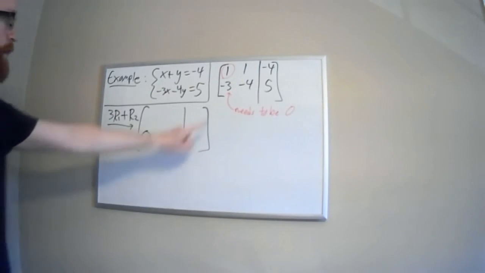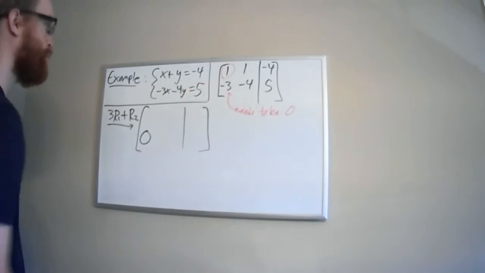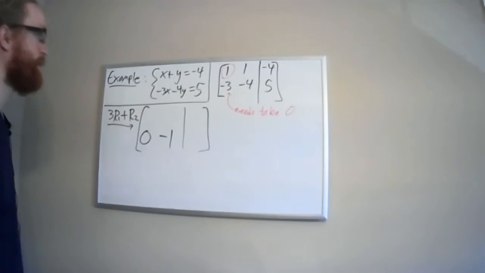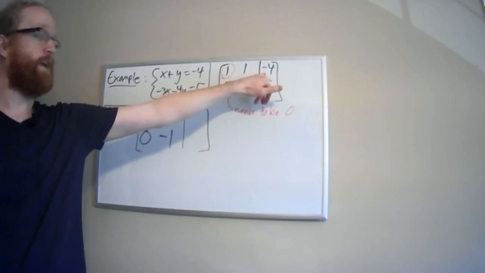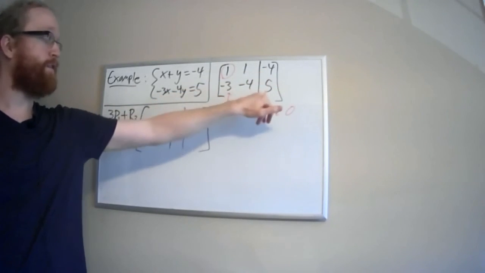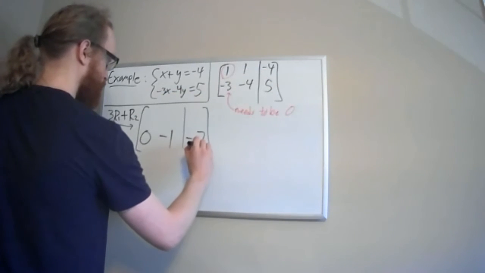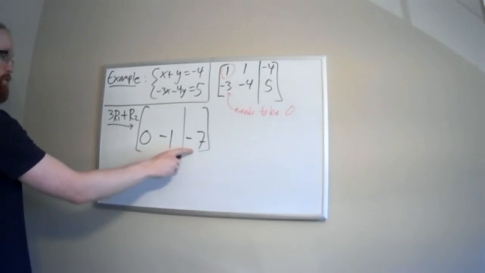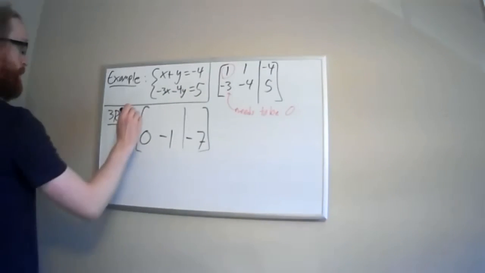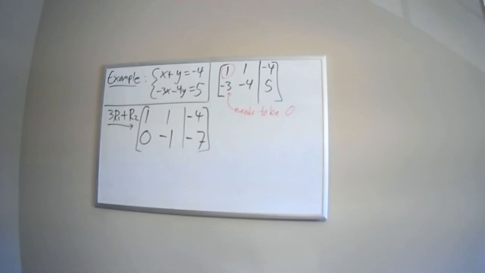Good. -4 plus 3 times 1. That's -4 plus 3. That's -1. And then I have 5 plus -4 times 3. That's 5 plus -12. That's -7. So my new second row is 0, -1, -7. And then I'm not going to change the first row. So here's my new matrix.